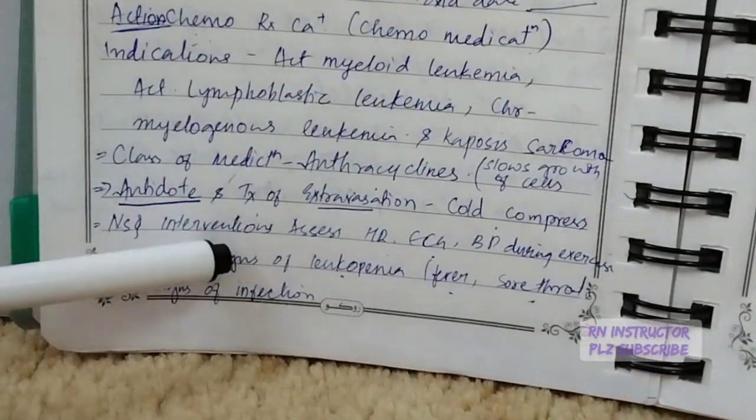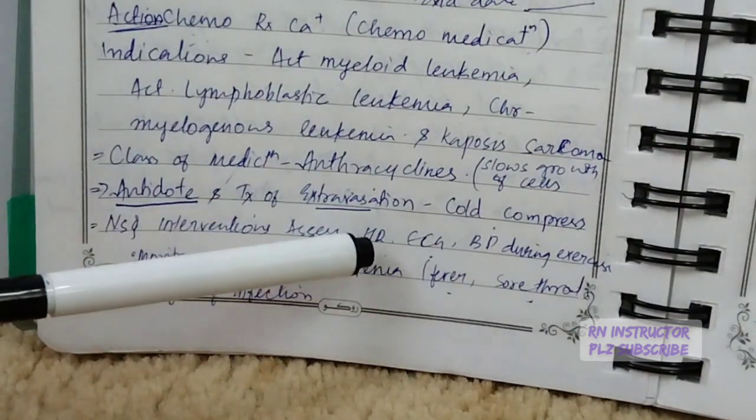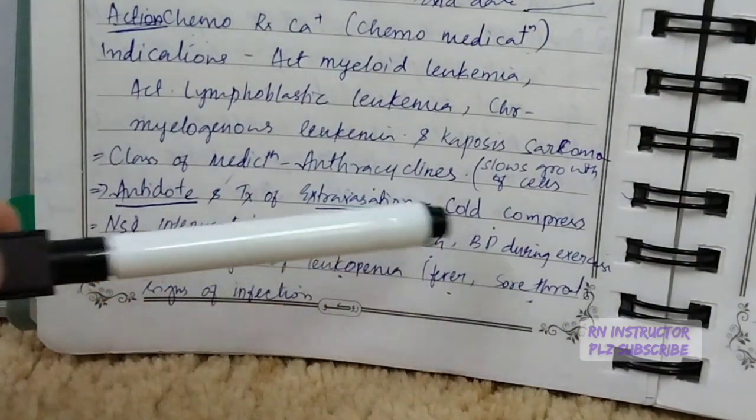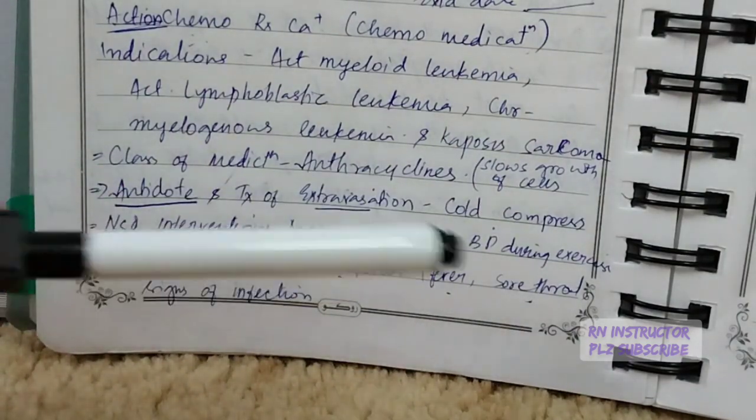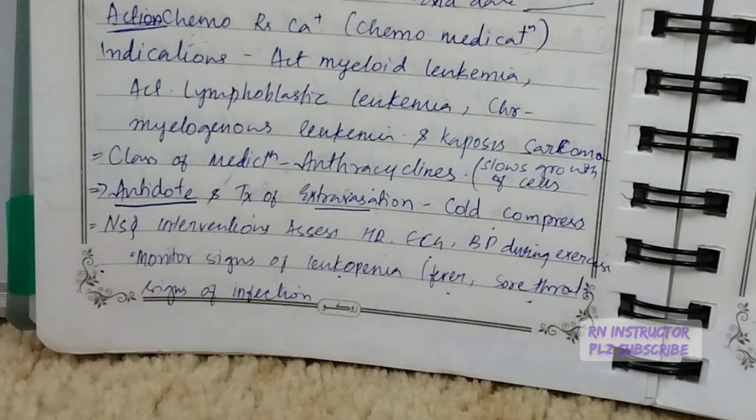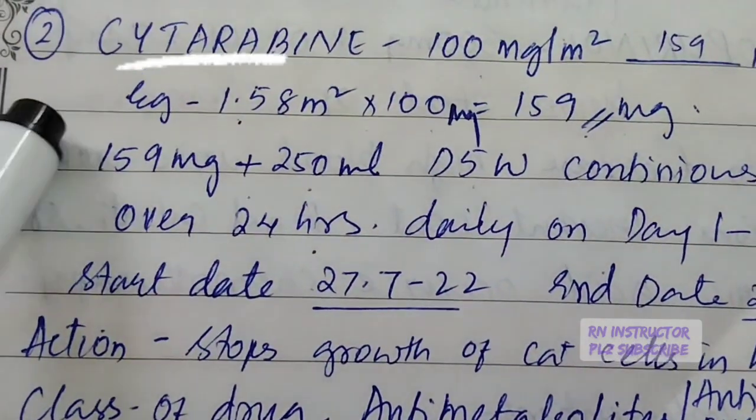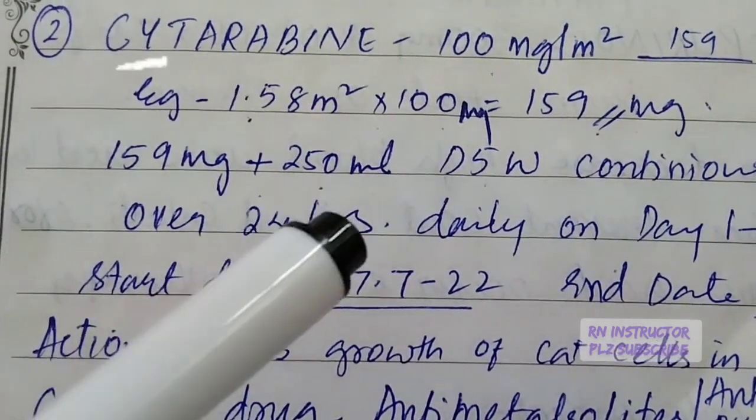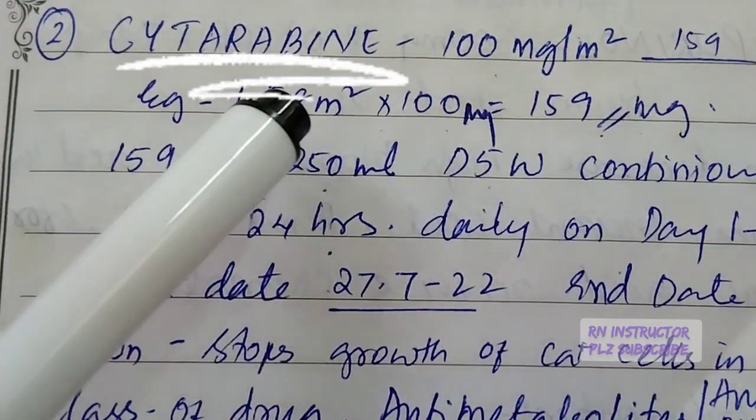Coming to the nursing interventions for daunorubicin medication: check the heart rate of the patient before administering, and the ECG. We need to check the ECG rate, rhythm and the blood pressure during exercises, especially monitoring the signs of leukopenia, fever, sore throat and signs of infections in the case of daunorubicin. Then the next medication, as we have said, since it's induction chemotherapy, right? So we will have more than one medication for the patients with acute myeloblastic leukemia. So the next medication is cytarabine.